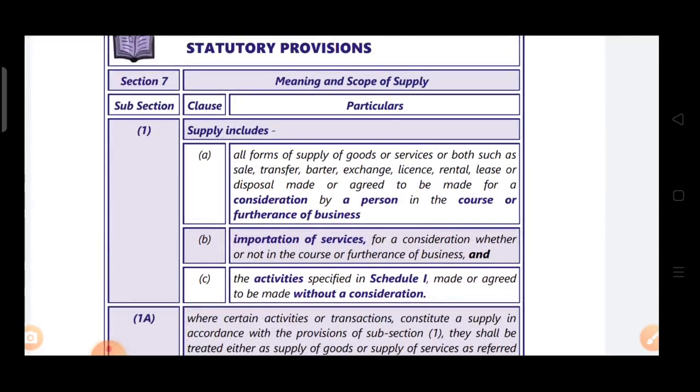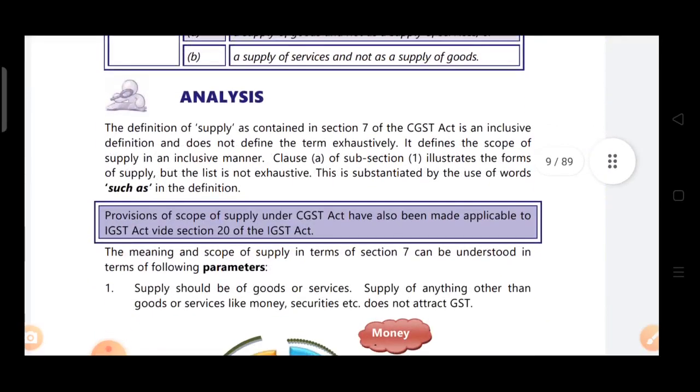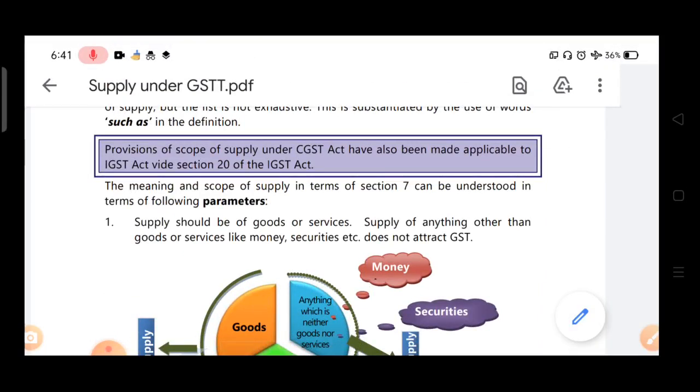All forms of supply of goods or services, both such as sale. So that's why. Now provisions of scope of supply under the CGST Act have also been made applicable to the IGST Act via section 20 of the IGST Act.